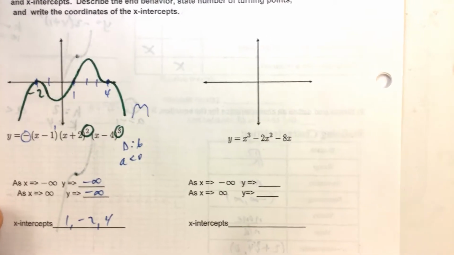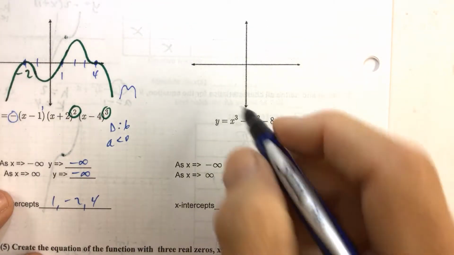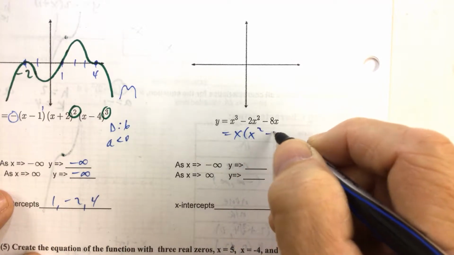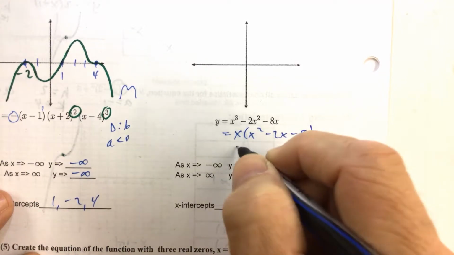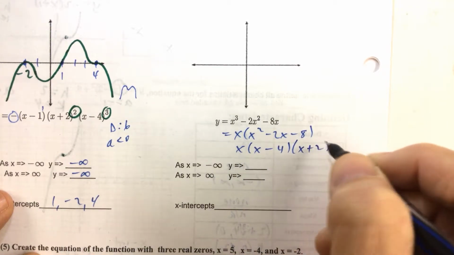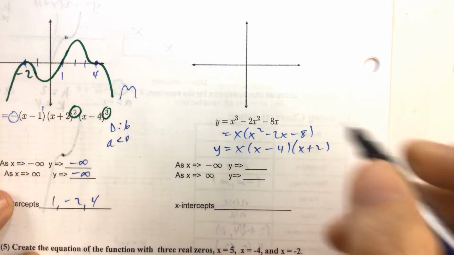And let's look at this next one. The next one's not factored, so guess what? We have to factor it. X squared minus 2x minus 8, x times x minus 4 times x plus 2. So it will be important that you know how to factor.